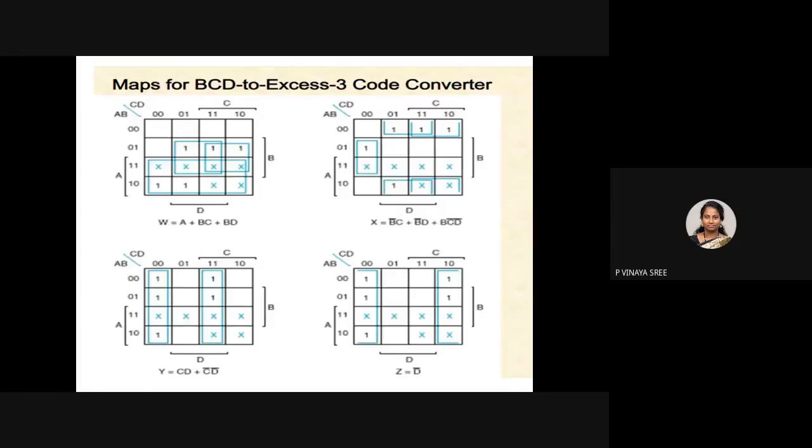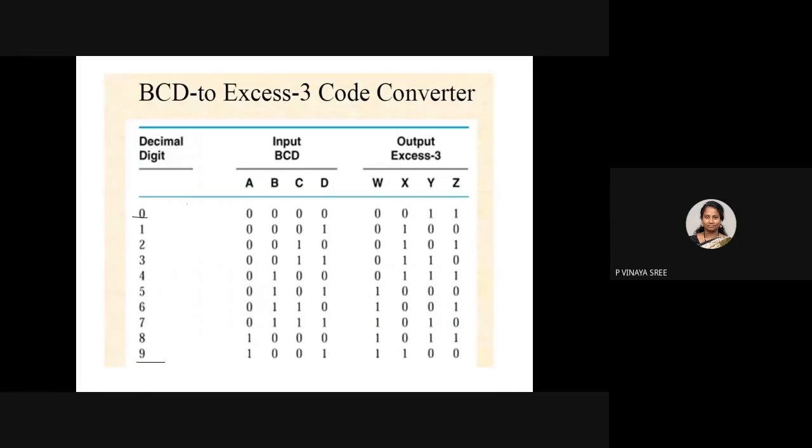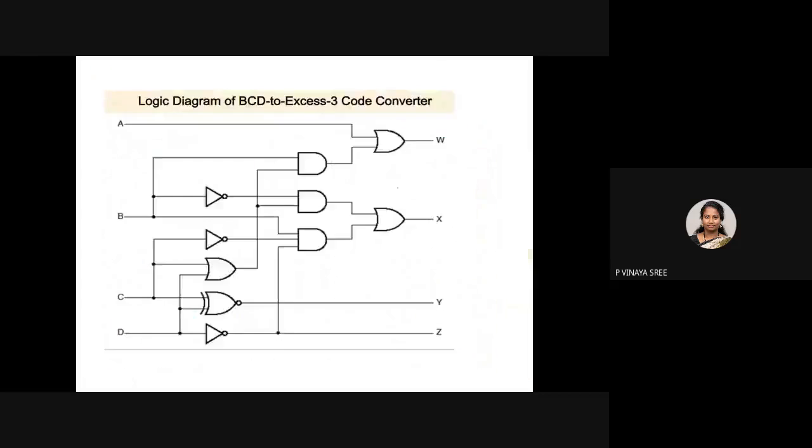Now let me take the inputs that we have considered in this example. The inputs are A, B, C, D, and the outputs are W, X, Y, Z. So I need to start my K-map with W, next X, Y, and Z. Let me start with W.